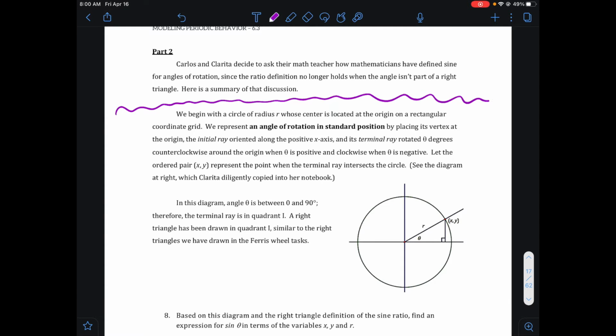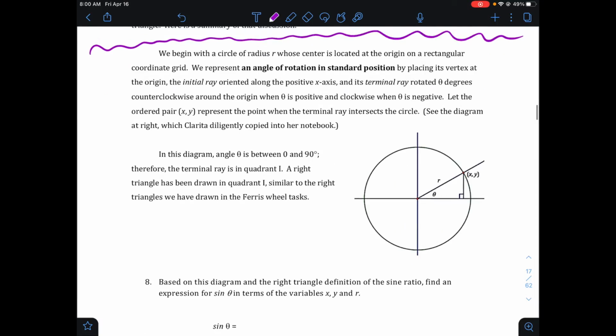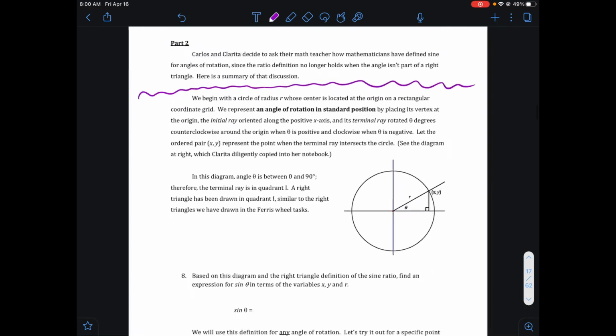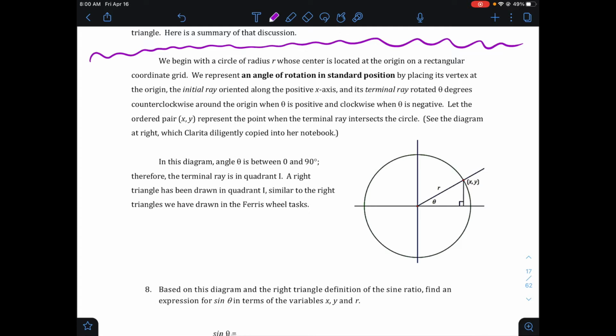Real quick, we're actually going to start our 6-3 task at this point. It's in part 2, and we're going to start on page 13. So it says, we begin with a circle of radius r whose center is located at the origin on a rectangular coordinate grid. We represent an angle of rotation in standard position by placing the vertex at the origin, the initial ray oriented along the positive x-axis, and its terminal ray rotated theta degrees counterclockwise around the origin.